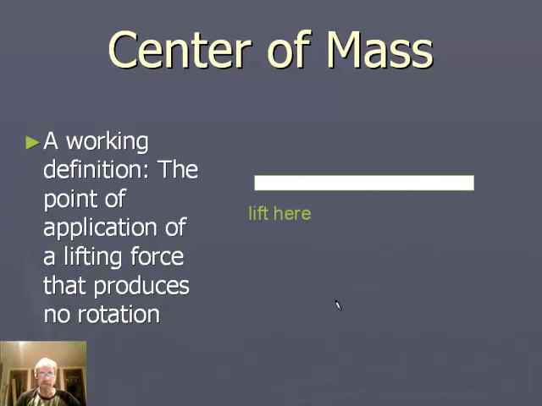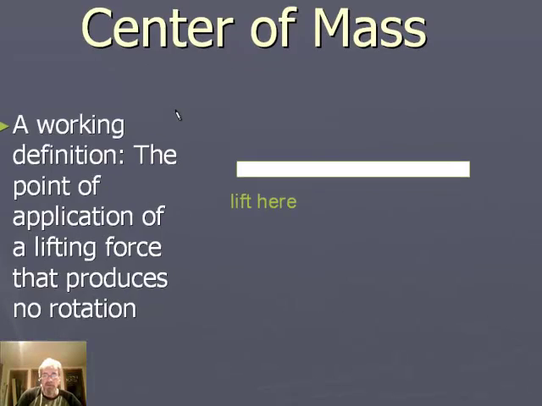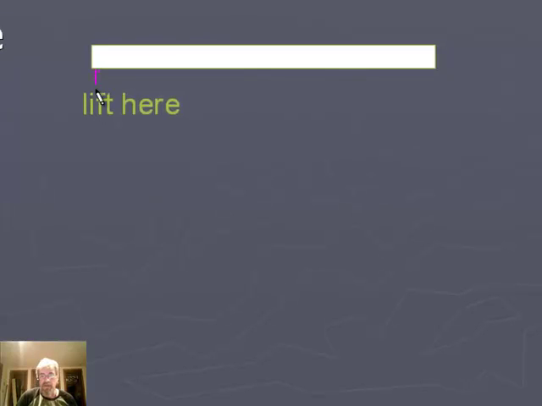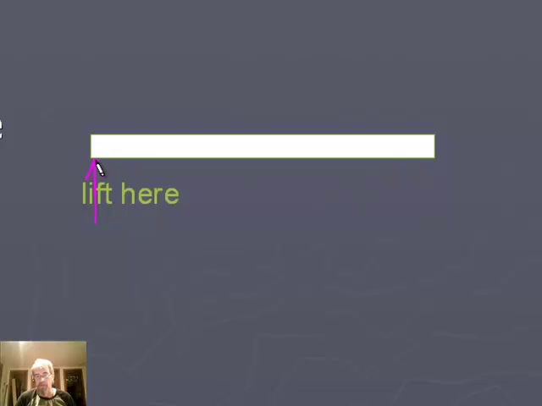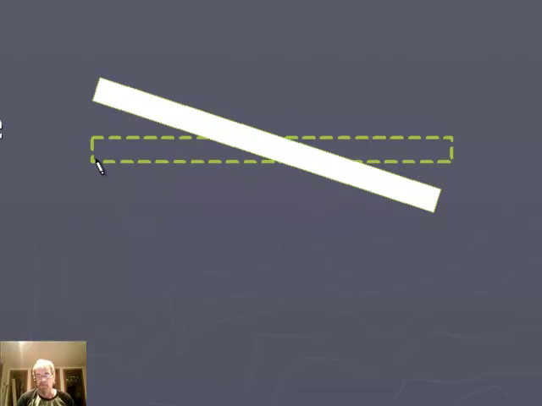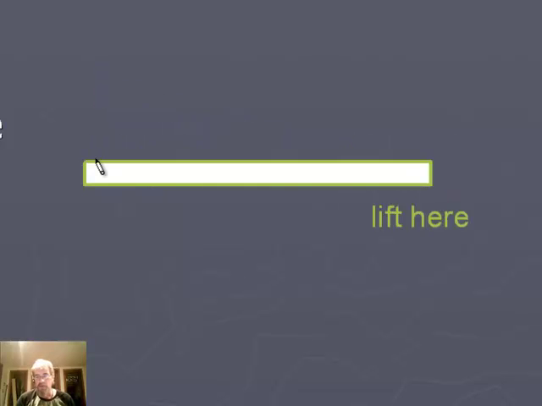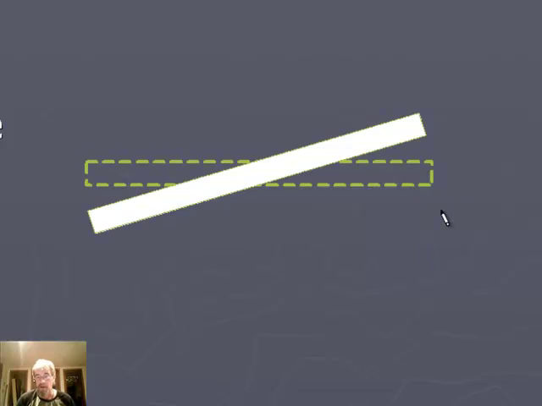Here's another way of thinking about this. This is kind of a working definition. The center of mass is the point of application of a lifting force that produces no rotation. In other words, if I had a stick, like a meter stick, and I were to try and lift it up off the table by pushing here, it would rotate. By the same token, if I were to try and lift that same stick by pushing up on it over here, it would rotate, but in the opposite direction, counterclockwise.